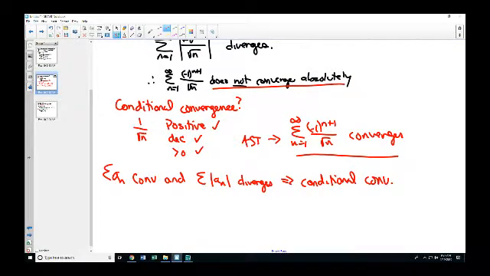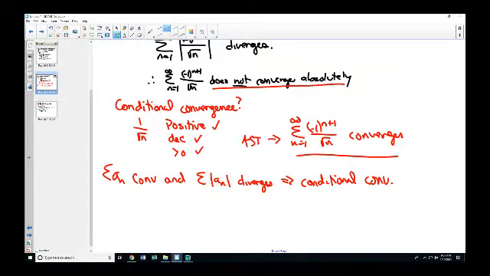Okay, so since the series converges, but the absolute value diverges, we have conditional convergence. And we showed that using the alternating series test. Good with that? Okay. That's all the new stuff for the day.